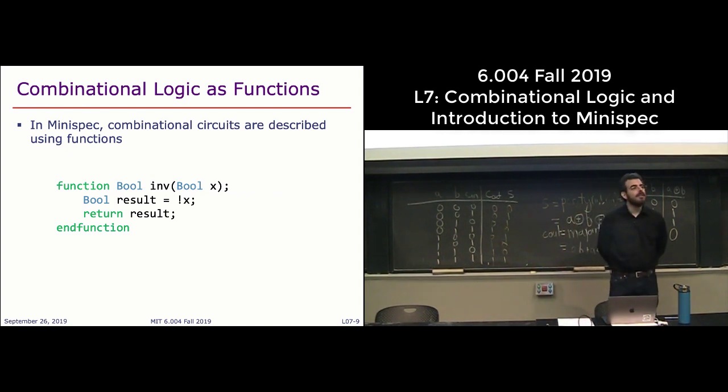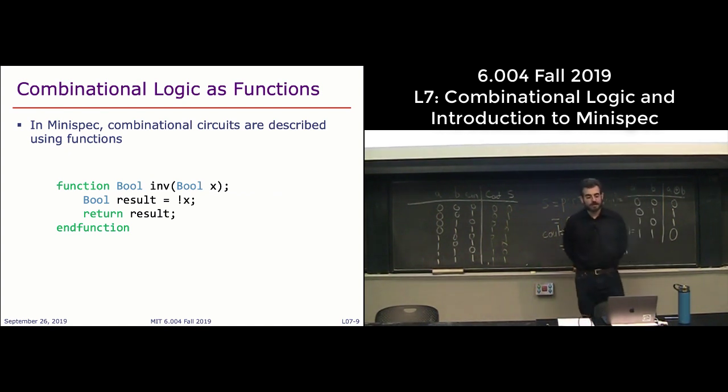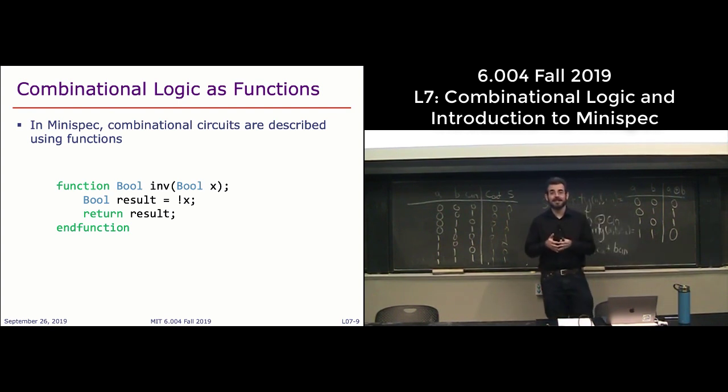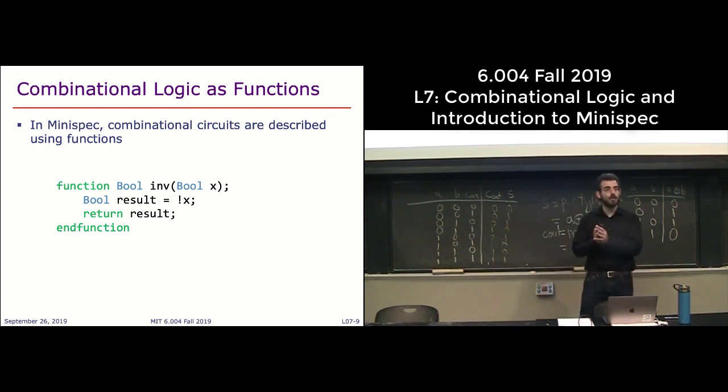So the high-level point is that combinational logic, we're going to describe combinational circuits as functions. I mean, this is not very surprising, given that we said that we need a functional specification, right? And that a combinational circuit must have its output be precisely described as a Boolean function of its inputs, right? So here's one very, very simple function that implements an inverter, right?